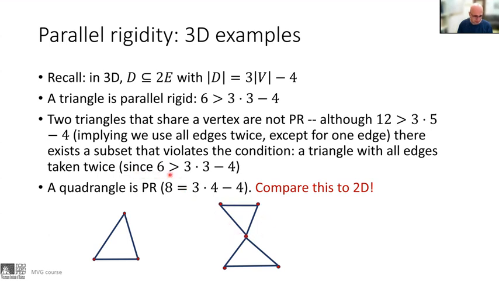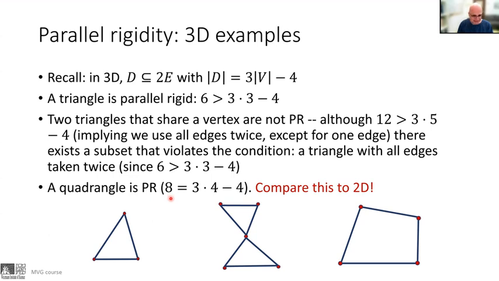We need this condition to be always less than. I don't know if you remember, we're close to the break, so I don't want to go back to that. But the second condition is not satisfied, and that means that this is not parallel rigid. Finally, and that's maybe a surprise, this quadrangle, it's not really a quadrangle. This formation in 3D, and generically in 3D, which means that it's not coplanar, is parallel rigid.